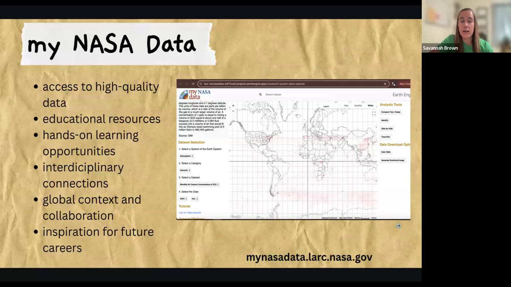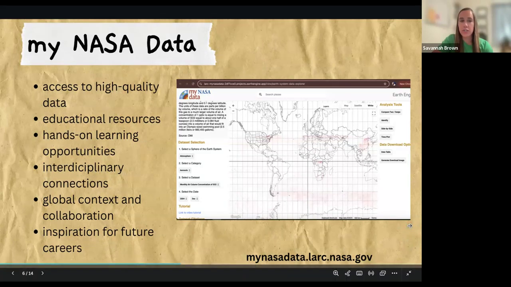Also, global context and collaboration. Again, I'm going to talk a little bit more about this with the GLOBE program, but I think that it is very valuable for students to see that not only is my immediate area being affected, but on a global scale, things are changing, and what will this look like in the future? A lot of our students in middle and high school haven't had the opportunity to live in various places around the world, so it is good to give them some context and some collaboration with other areas that are providing data.